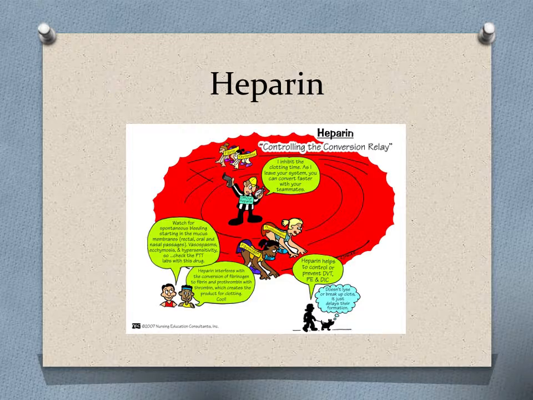It is poorly absorbed in the gut, so it's always given IV or sub-Q. And remember, we do have to monitor how much we're giving. So we monitor a lab called a partial thromboplastin time, or a PTT. We can also monitor something called an activated partial thromboplastin time, called an APTT.